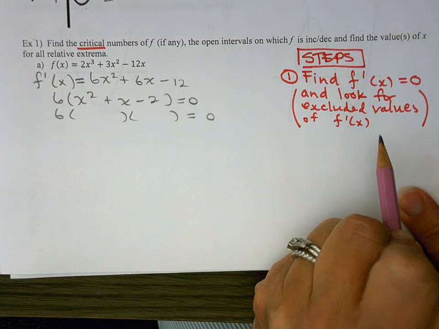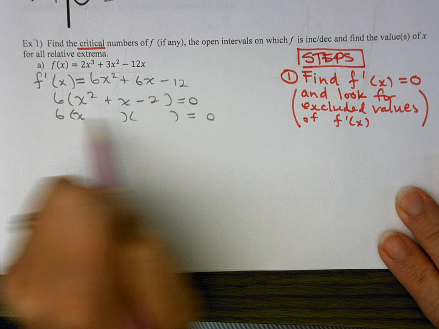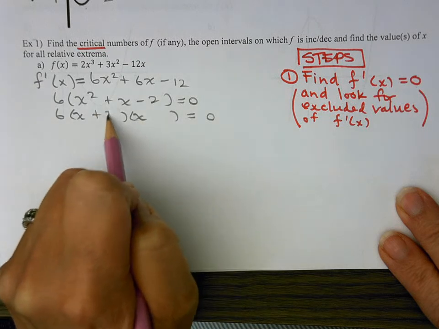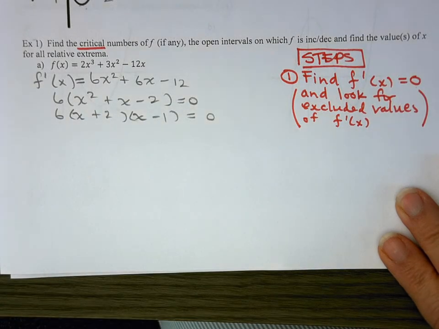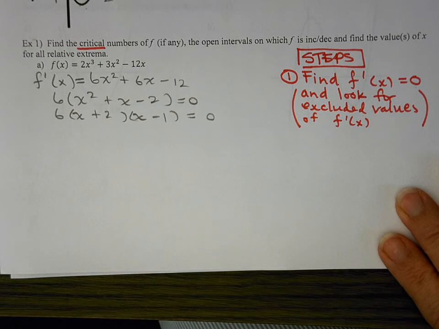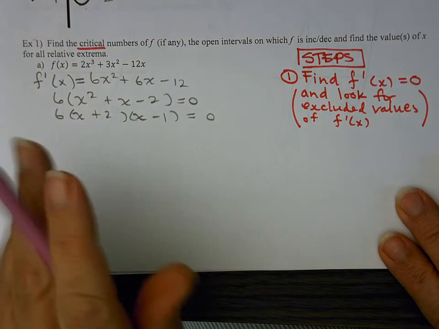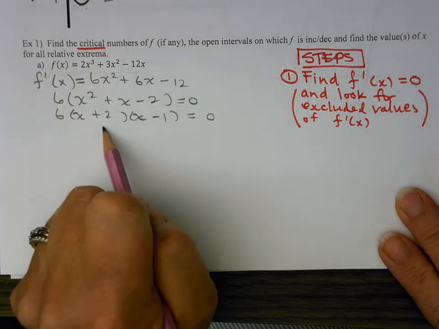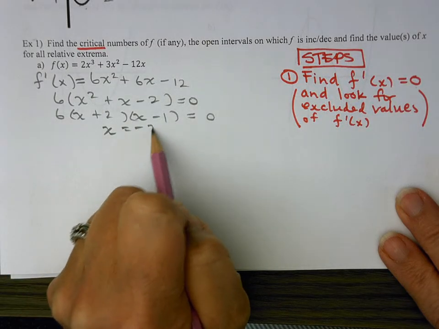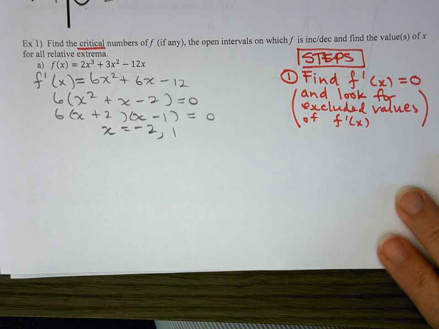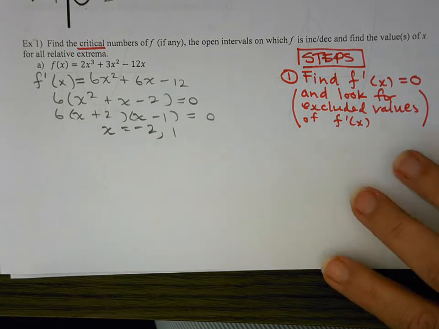And then factor that trinomial, so that would be x here, and then positive 2 and negative 1. So that would be that factor, and then now use the zero product property, so I'm going to set each of these equal to 0. So that would be negative 2 and positive 1. So there are my critical numbers.